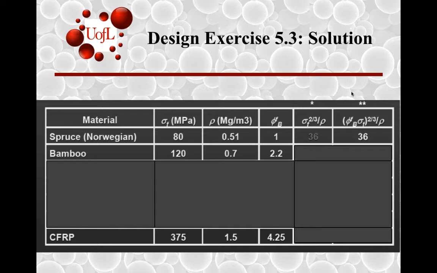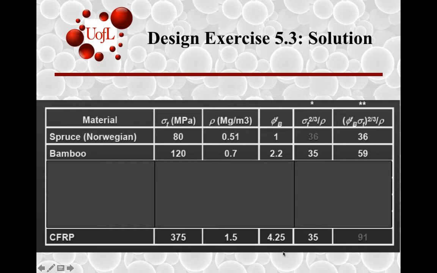In the first case, when you don't take into account shape, you have a material index of 36. And when you go from spruce to bamboo, check to see if the material index is now 35. And for carbon fiber reinforced plastics, it's 35. So these are all pretty much equivalent numbers in these three cases.